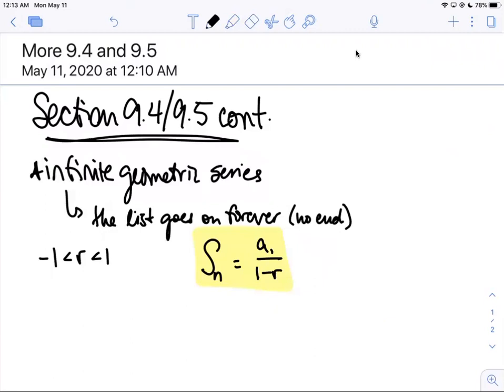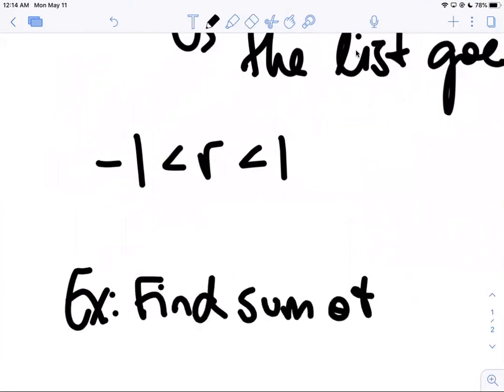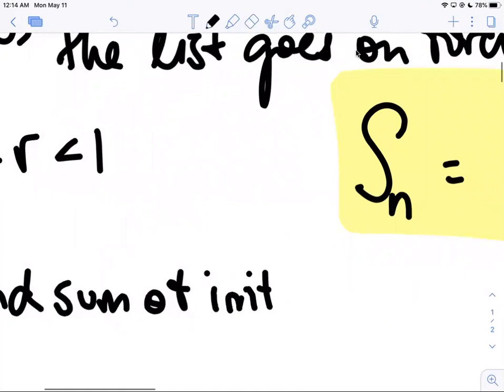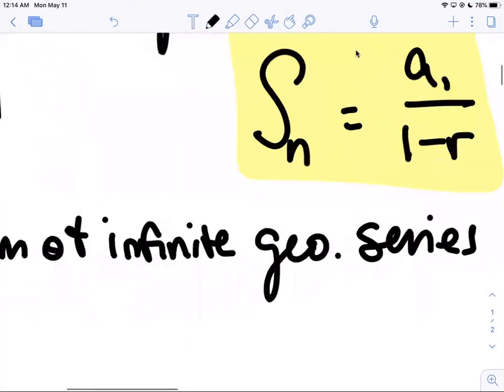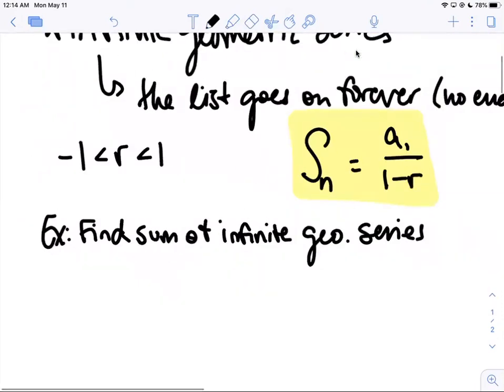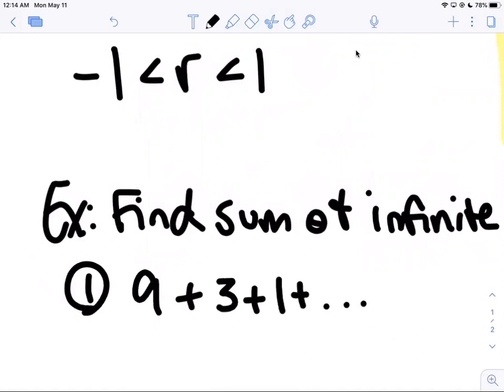So we're going to do some examples. The first thing we're going to do is find the sum of the following infinite geometric series. I'm going to give you a few terms and we're going to decide what's going on. So this first one will be 9 plus 3 plus 1 plus dot, dot, dot. That shows me that it goes on forever. That means that it's infinite.